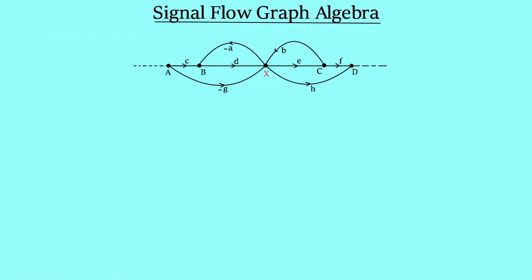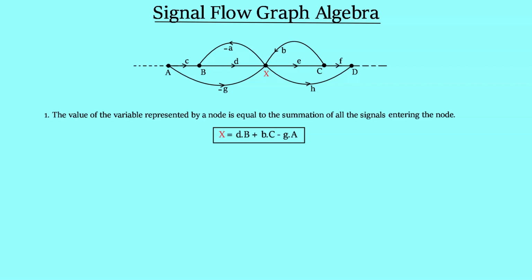Now let's see signal flow graph algebra, which is another very important topic which you have to use for constructing a signal flow graph from a real system. The shown graph is actually a small part of a complete signal flow graph. We have to focus only on 5 nodes, which are A, B, X, C and D. The value of the variable represented by a node is equal to the summation of all the signals entering the node. For example, the node X can be written as branch gain D multiplied by the signal at node B plus branch gain B multiplied by the signal at node C minus branch gain G multiplied by the signal present at node A.